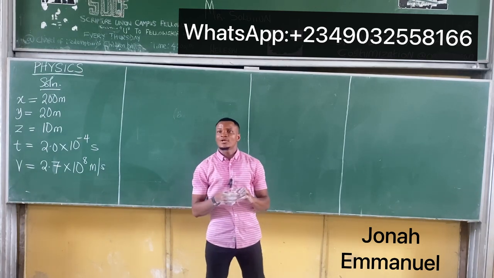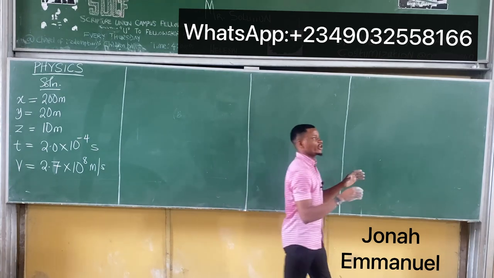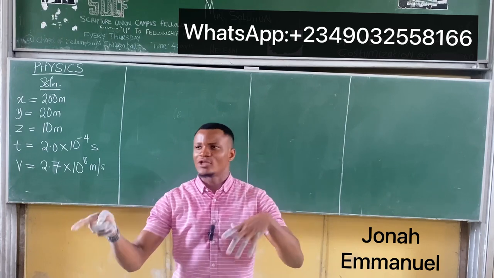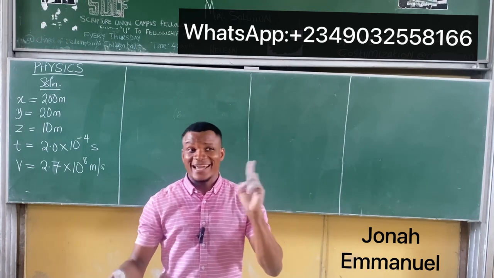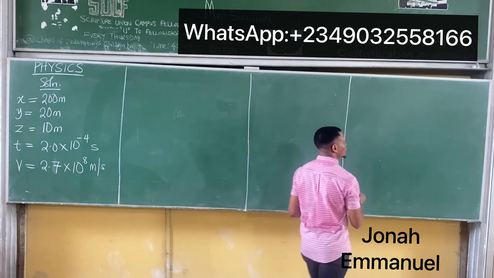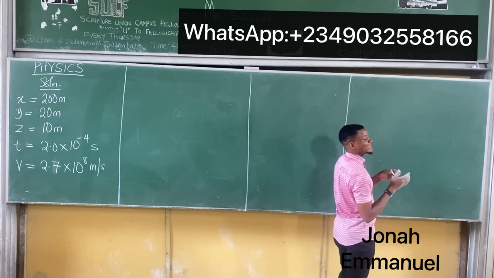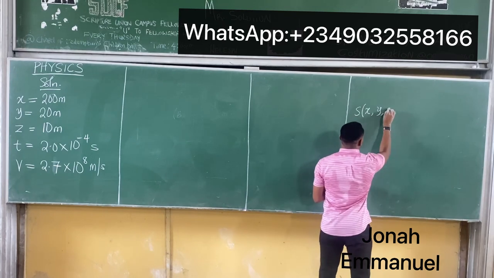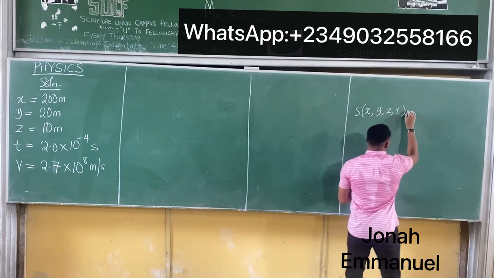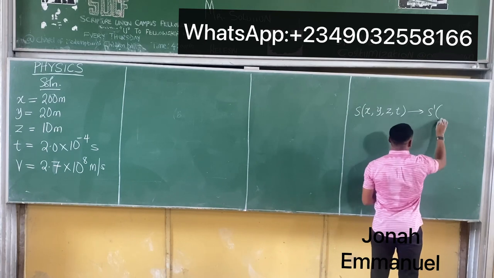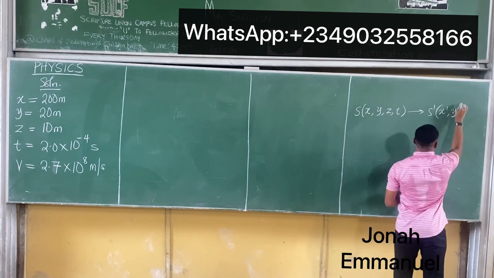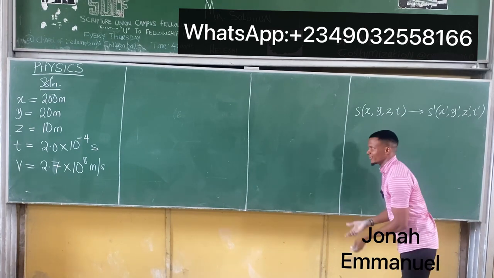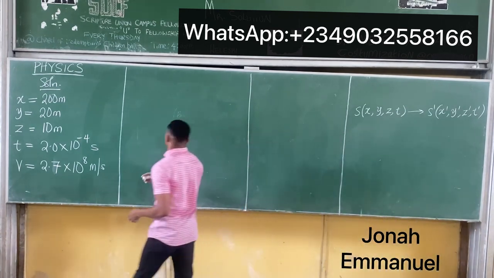So look up, please. In this question, you are given two frames, S and S prime. The coordinates of S prime, as determined by S, become x, y, z, t going to x prime, y prime, z prime, t prime. Very easy.